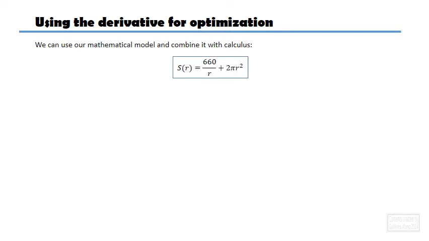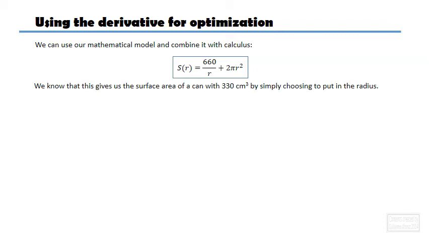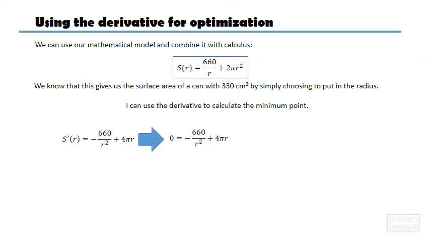Let's use a derivative. Let's do some optimization here. I have here my mathematical model for the surface area depending on the radius of my 330 cubic centimeter can. Now, I can even plot this if I wanted to, but I'm not going to do that. I'm just going to take the derivative here. Here's the derivative. Remember that this is the same thing as 660 times r to the power of minus 1. And I can just calculate when it's going to be 0.